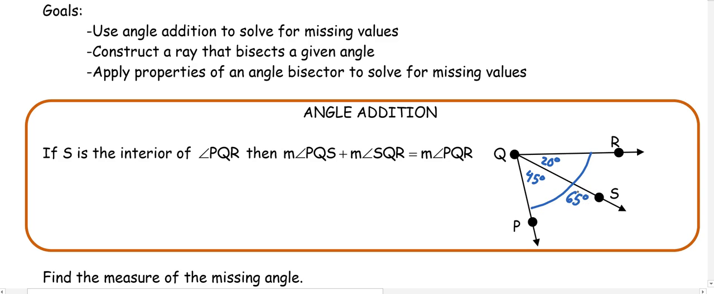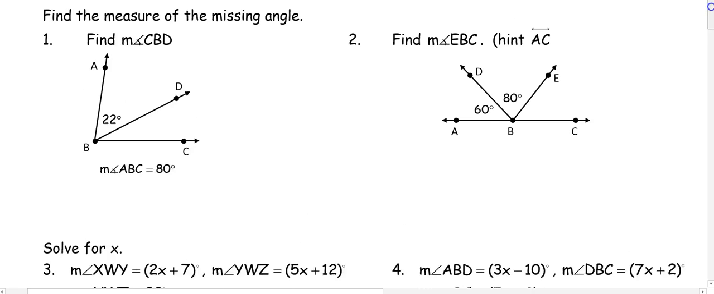So let's use this idea to solve for a variable. Number one, find the measure of the missing angle. So number one, we want to find the measure of CBD. So we want to know this inside angle here. They also tell us that ABC is 80 degrees. So remember that the two smaller pieces are equal to 80. So we have 22 plus x is equal to 80. We're going to subtract 22 on both sides, and we get x is 58 degrees, which means this angle is equal to 58 degrees.